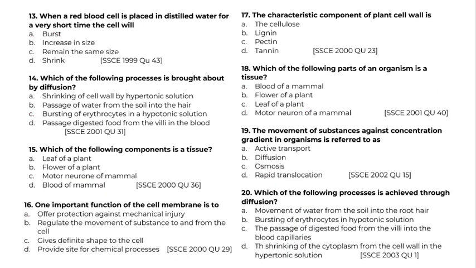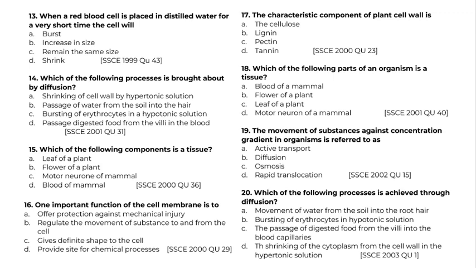Question number 13. When a red blood cell is placed in distilled water for a very short time, the cell will A, burst, B, increase in size, C, remain the same size, and D, shrink. Now, if we place red blood cells in distilled water, the red blood cell has a higher concentration of solute, and the distilled water has a higher concentration of water, so there will be movement of water from the distilled water into the red blood cells.